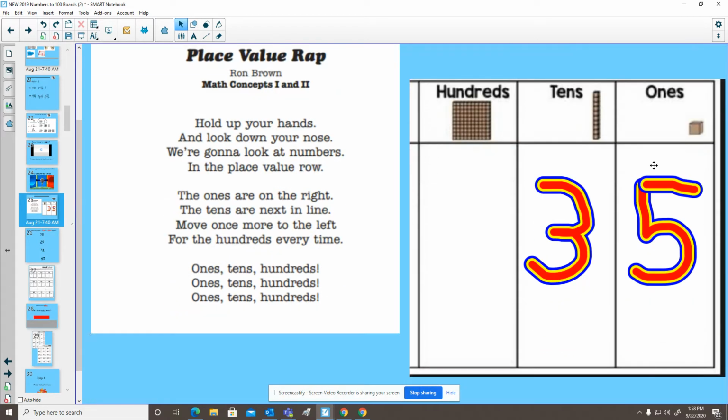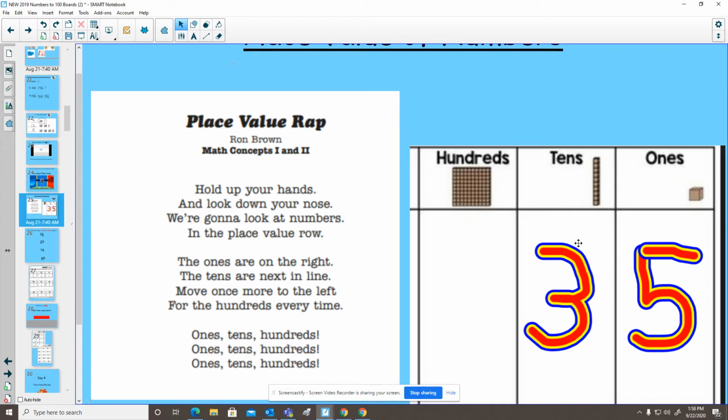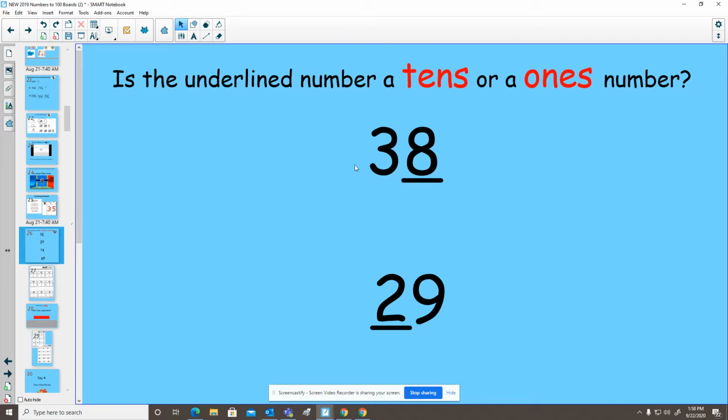All right. So now that you've watched those videos, we're just going to look at this number, 35. So 35 is a two-digit number. We have one digit in the tens place and one digit in the ones place. Okay. So we know this is the ones, tens, and then hundreds. Ones, tens, hundreds. Awesome. So let's look at a couple more numbers.